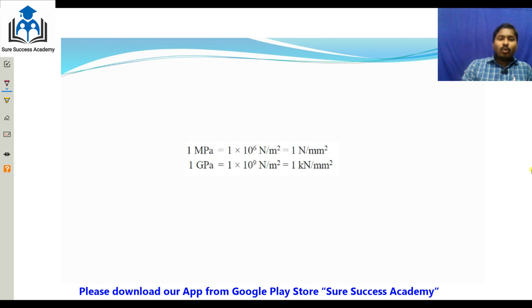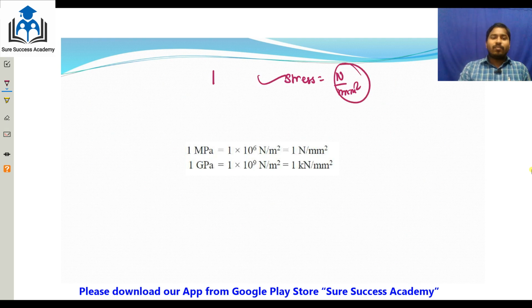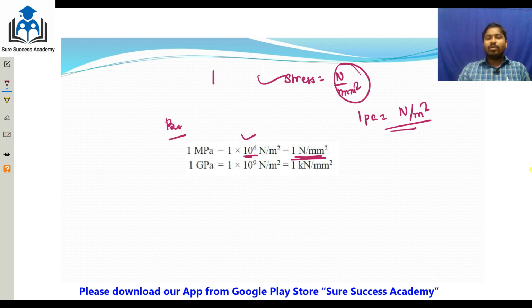So friends, now the stress unit. You know Newton per mm square, and there are some bigger units also available. 1 MPa means one megapascal. Mega means 10 to the power 6. 1 Pascal is equal to 1 Newton per meter square. So 1 MPa is equal to 10 to the power 6 Newton per meter square, which we can convert to Newton per mm square.